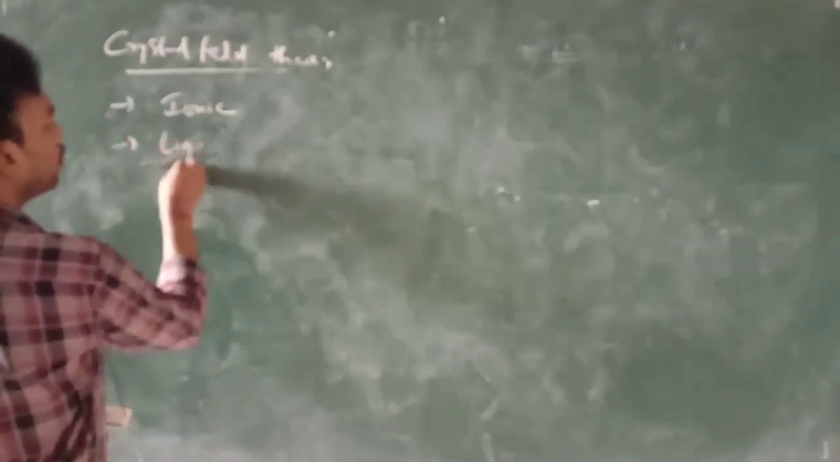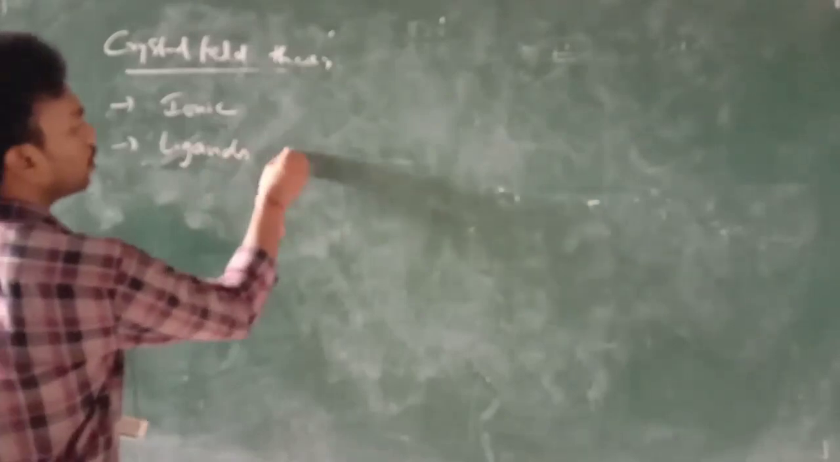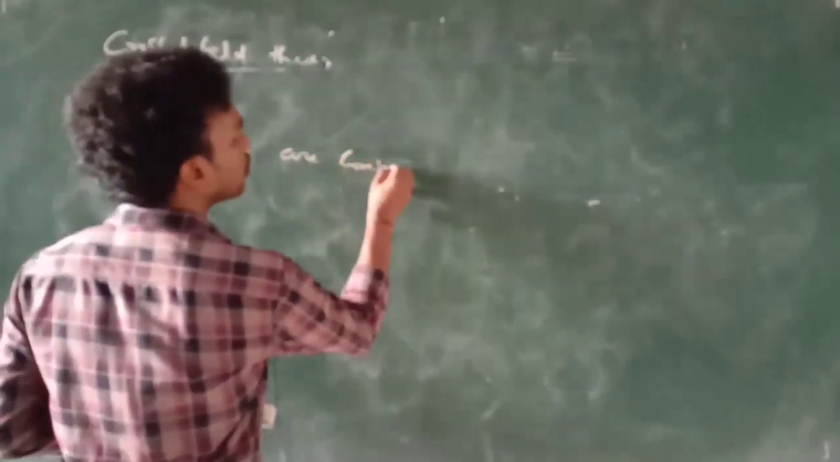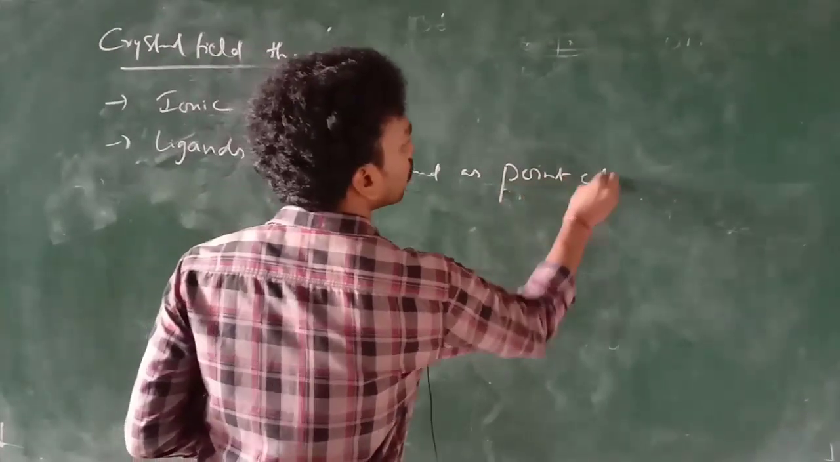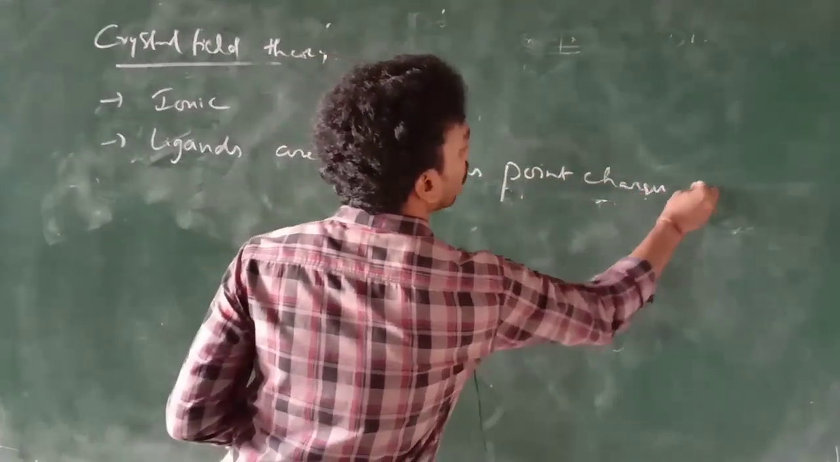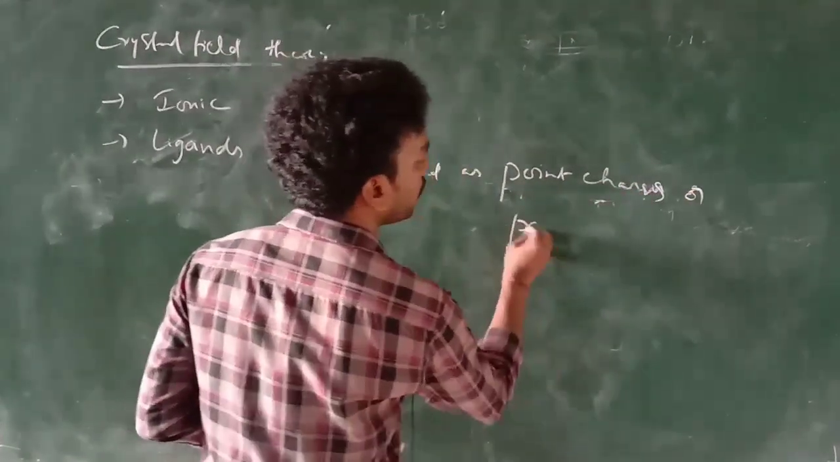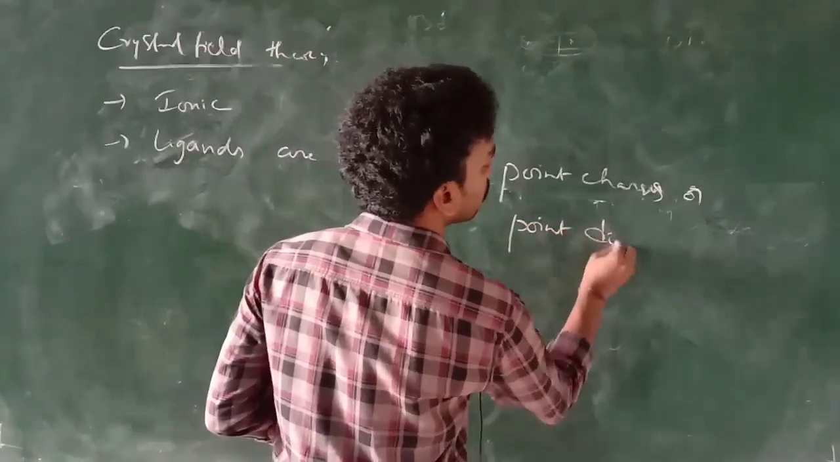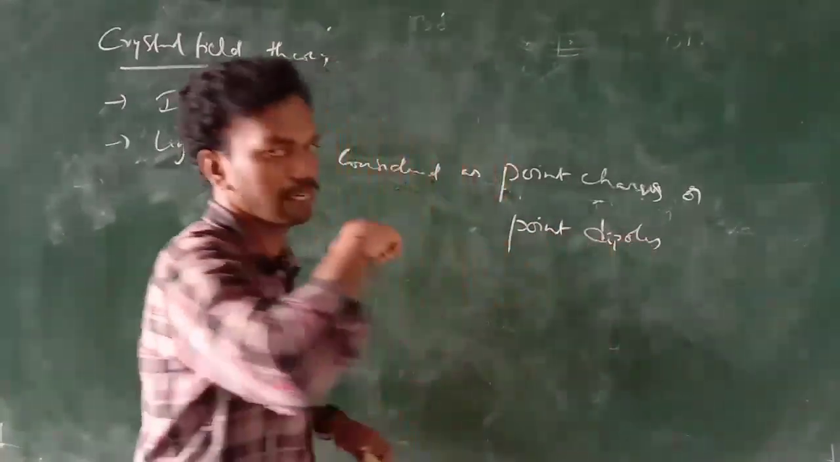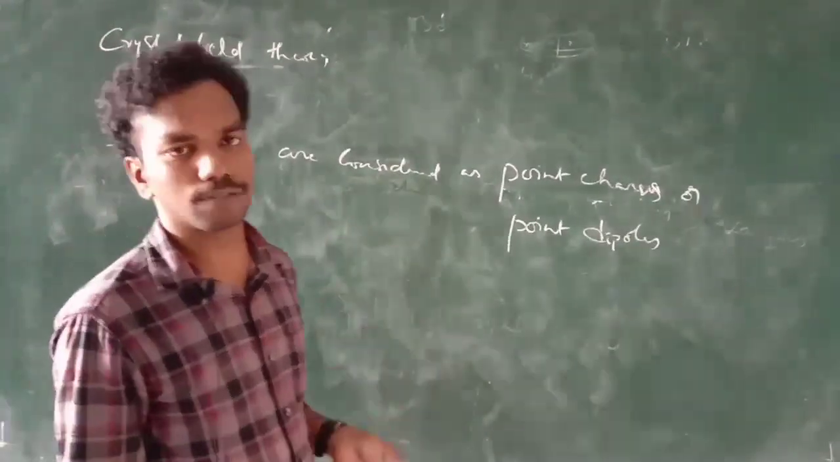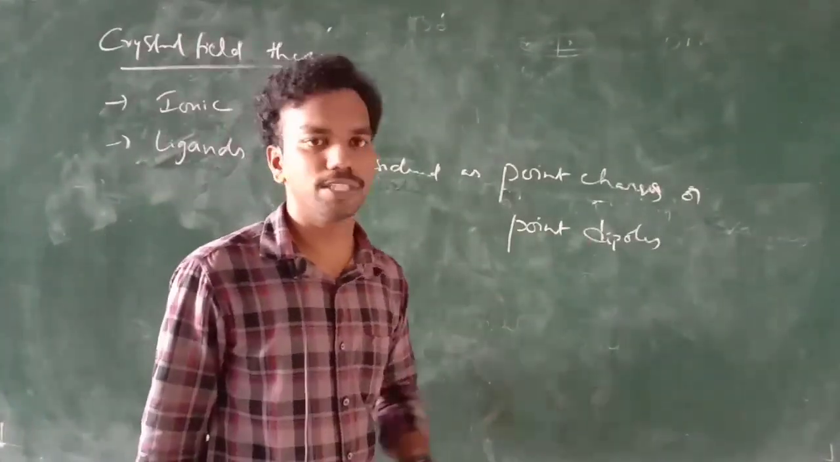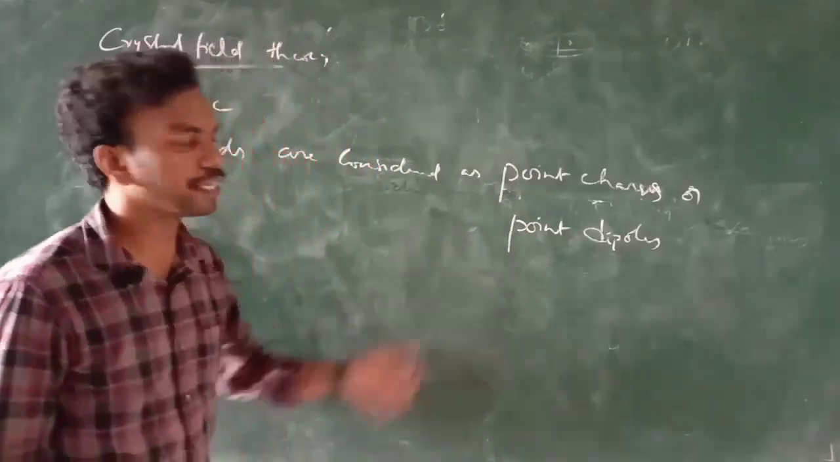Ligands are considered as point charges or point dipoles. If there is any charge over the ligand, it is considered a point charge. If there is no charge, that is, for neutral ligands, it is considered a point dipole.